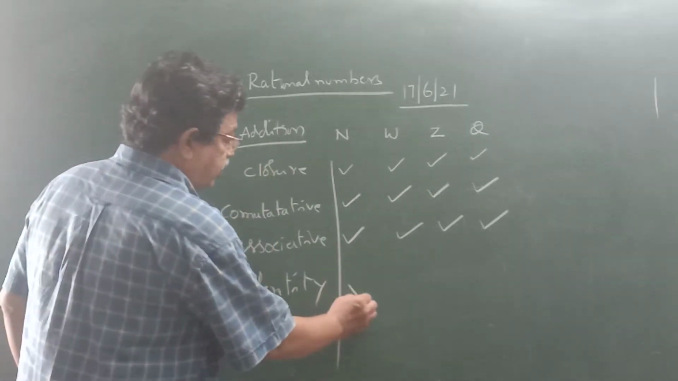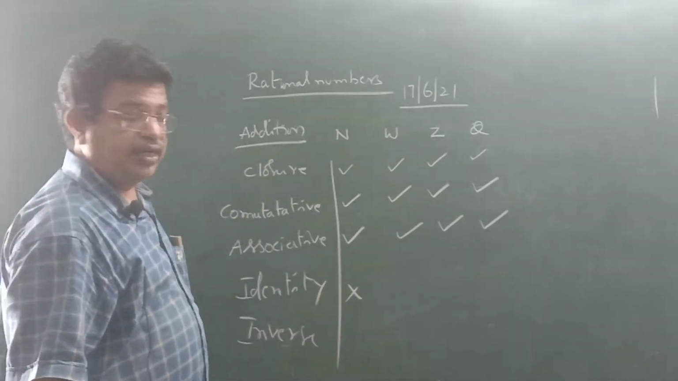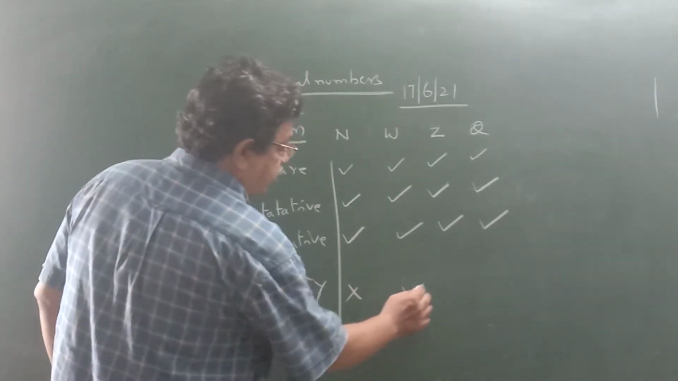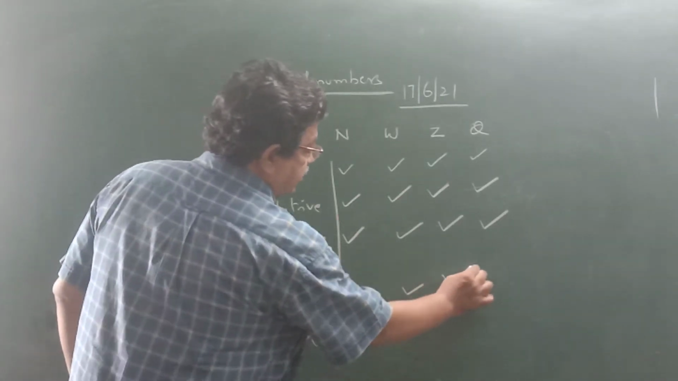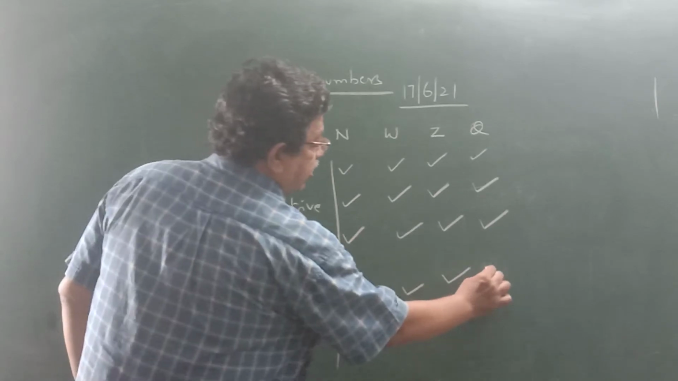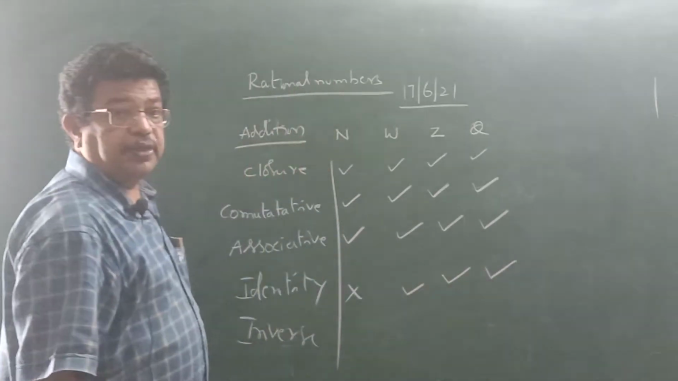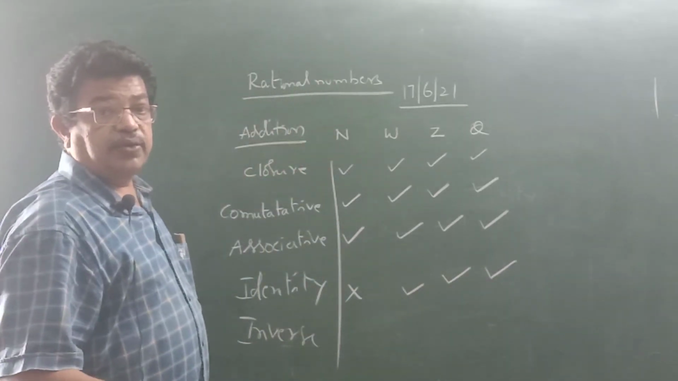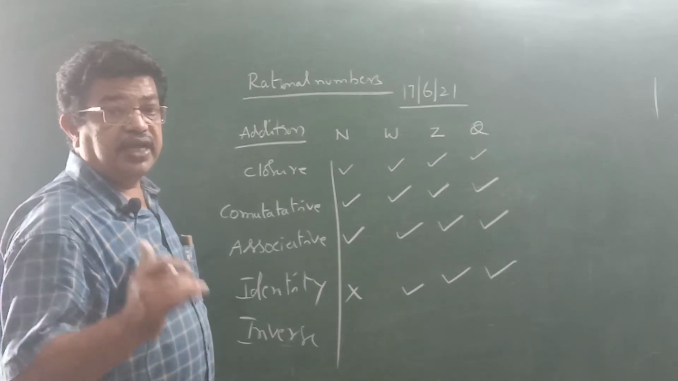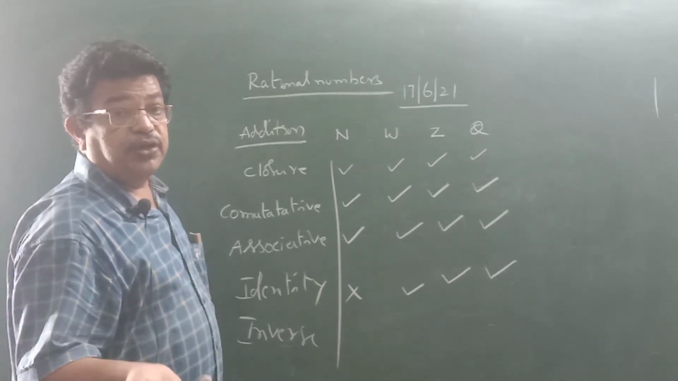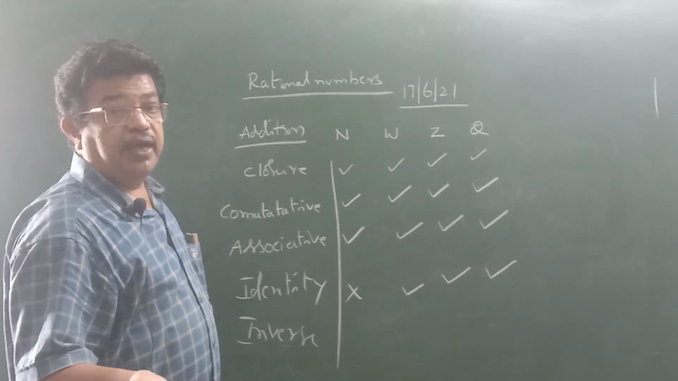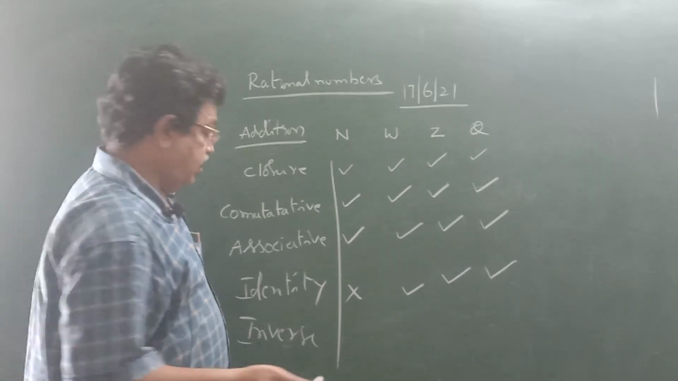There is no 0 in the set of natural numbers, so there is no additive identity. Whole numbers have 0, so identity property is there. Integers have 0, identity property is there. And rational numbers have 0, identity property is there. That is, if a is a whole number or an integer or a rational number, a plus 0 equal to 0 plus a equal to a, which is called additive identity.